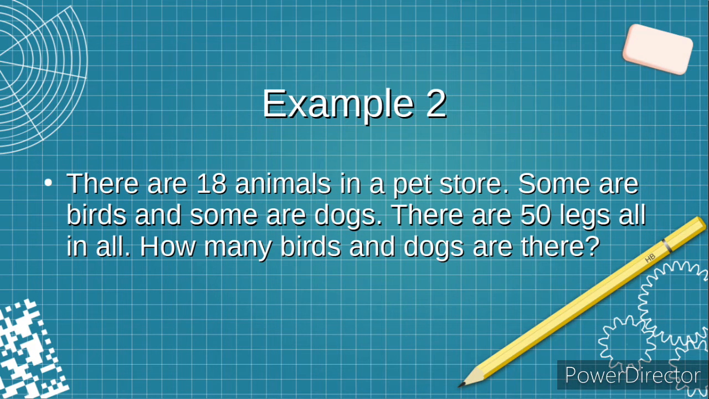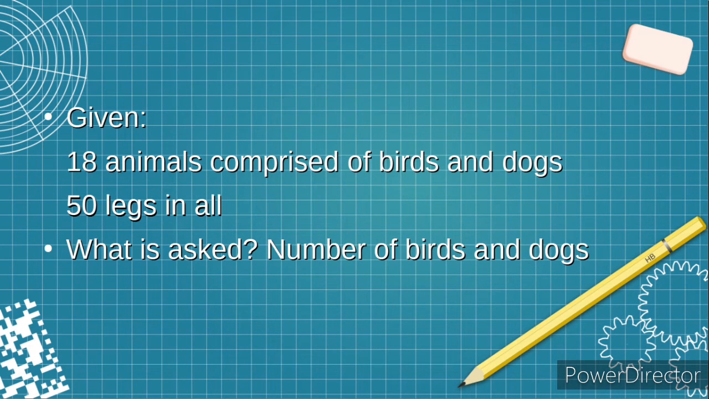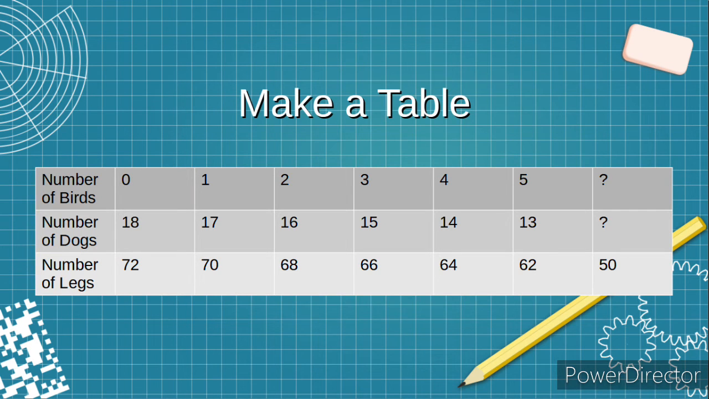Example number 2. There are 18 animals in a pet store. Some are birds and some are dogs. There are 50 legs in all. How many birds and dogs are there? Given 18 animals comprised of birds and dogs, and there are 50 legs in all. And what is asked is the number of birds as well as the number of dogs. So, we must make a table for this problem until a pattern becomes apparent. We can start the table with 0 birds and 18 dogs.